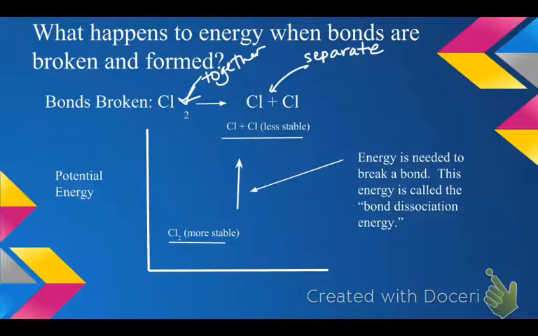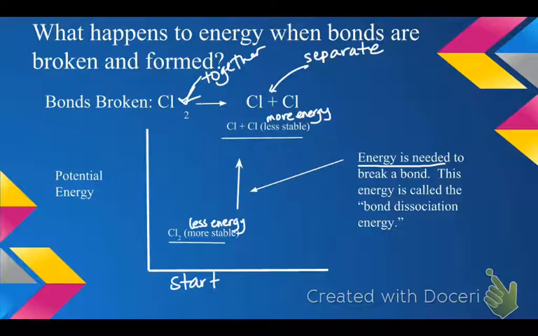So when I look at the reaction coordinate here, if I start with Cl2, or Cl bonded to another Cl, that has less energy, or it is more stable than two chlorines that are separate. So they have more energy when they're separate. So they are less stable. So those chlorine atoms aren't really going to want to do that. So just like the electron did not want to go up in energy level, these don't want to do this either. So energy is needed.